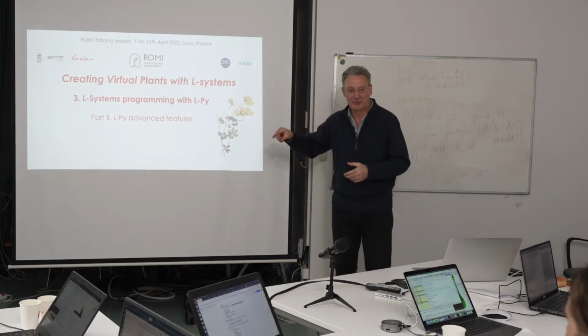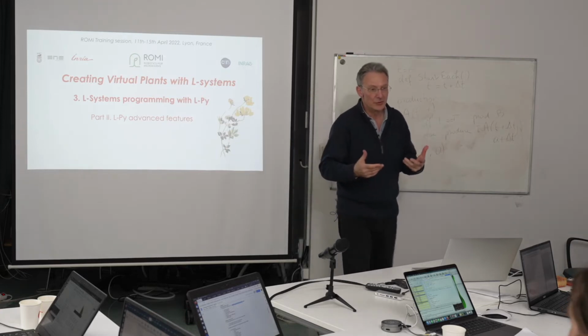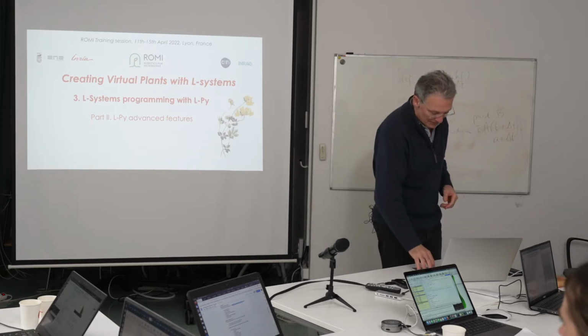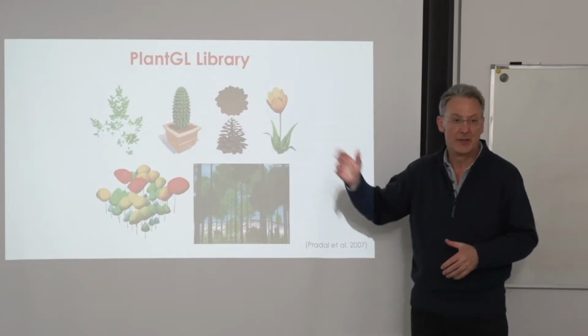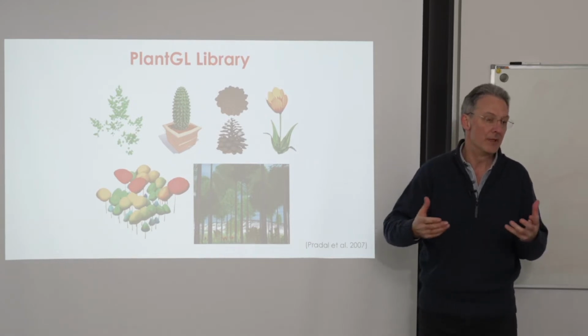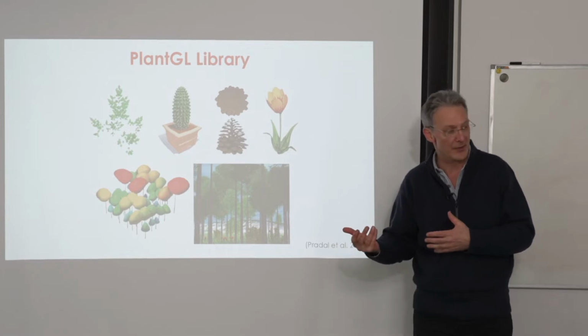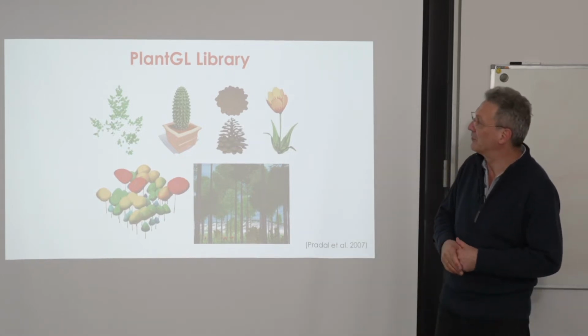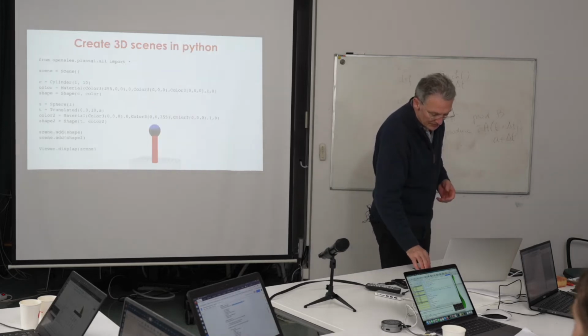So we are back to chapter 3, as I said, and we are going to speak about more advanced features that you need to know in order to really master what is going on. So the first main feature is the fact that the geometrical objects are part of a homemade plant library of geometric objects, some of which have been made specially for plants, and that is called the PlantGL library, and that is initially coded in C++.